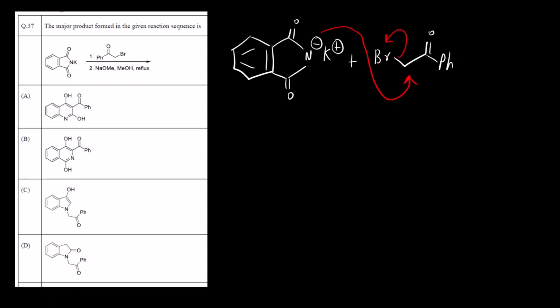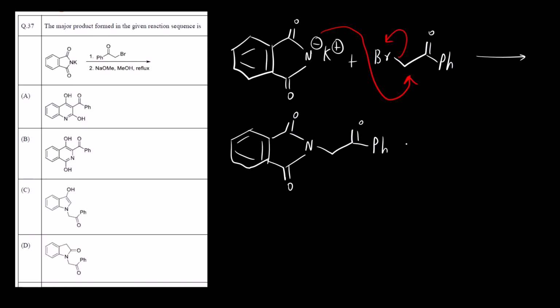Okay, Br will go away as a leaving group. So what we will get? We will get benzene with C double bond O, N, CH2, C double bond O, Ph, C double bond O, like this. What is the next step?